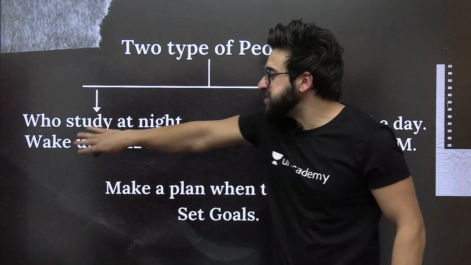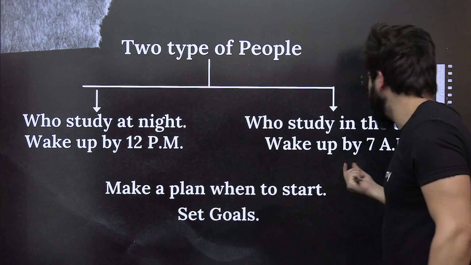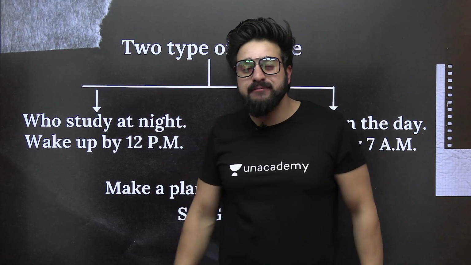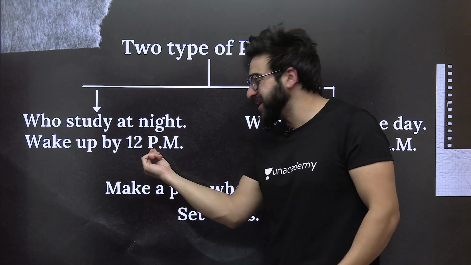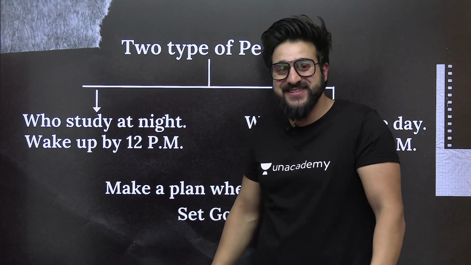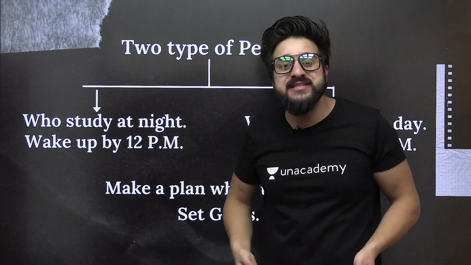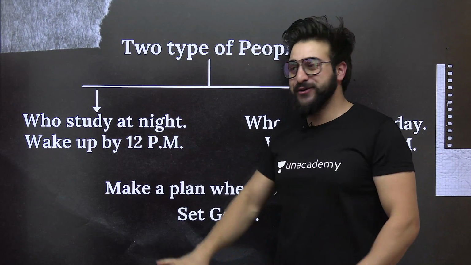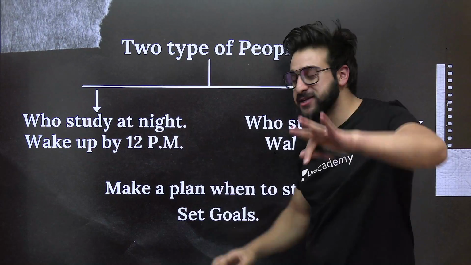Now, this is just an example: the people who wake up by 12 p.m. or the people who wake up by 7 a.m. Somebody will say, sir, I wake up by 11 a.m., so am I supposed to follow this timetable? Exactly, this is just an example. You follow this timetable according to your time zone only. Somebody will say I wake up by 9 a.m., somebody will say I wake up by 6 a.m. You shift the times according to your time zone. The rest I'll tell you as points, you just have to follow the points. Time you can manage by yourself.